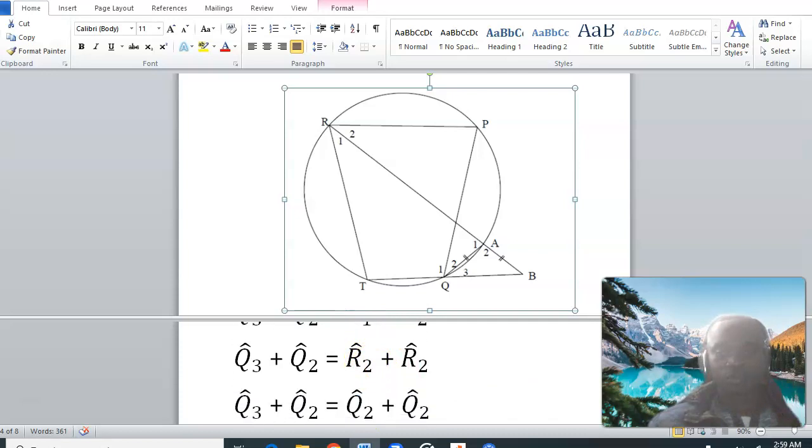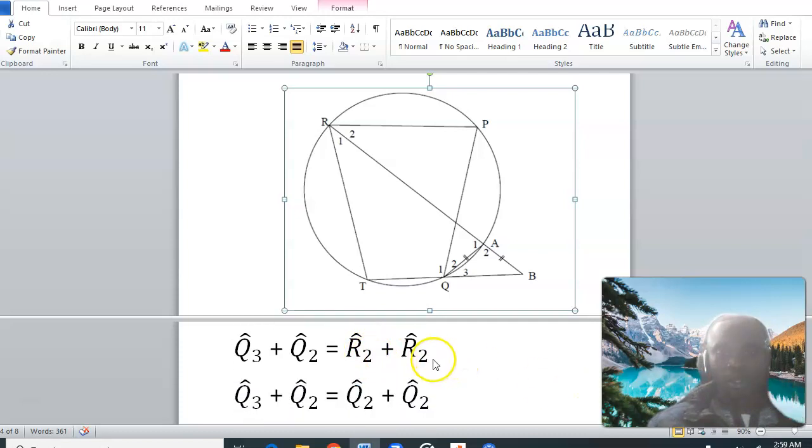My God is able. So we know that R2 is equal to Q2.